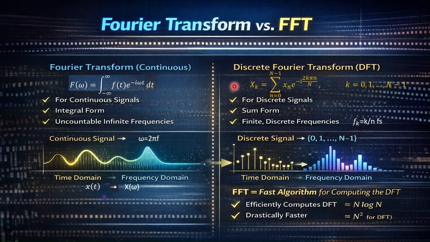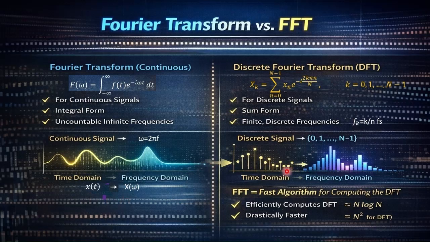Conceptually, it performs the same type of transformation as the continuous Fourier transform, but with three important differences. The integral becomes a summation, the signal becomes discrete instead of continuous, and the frequencies become discrete and finite. So the DFT converts a signal from the time domain to the frequency domain.